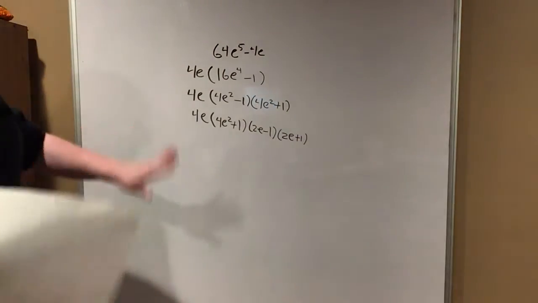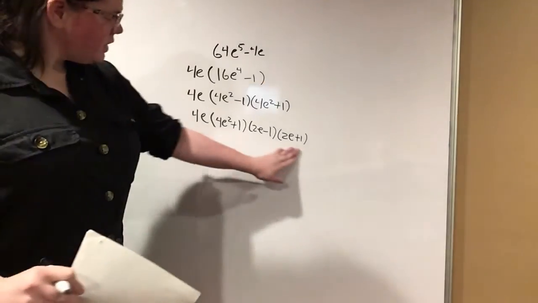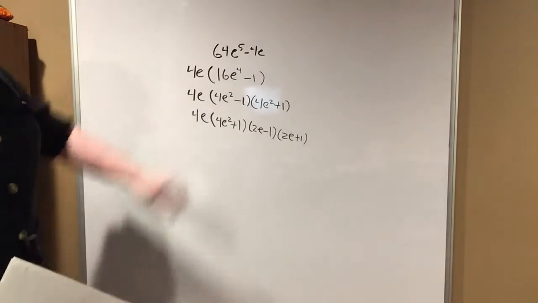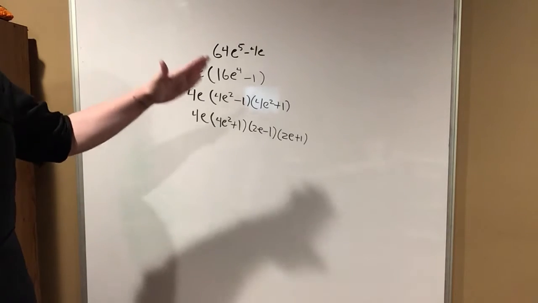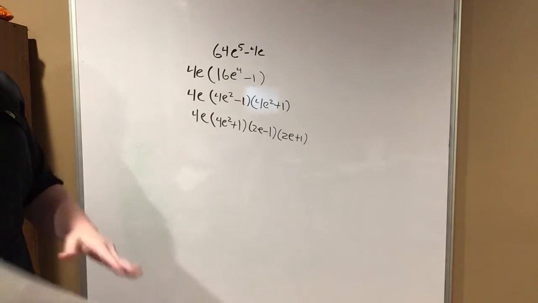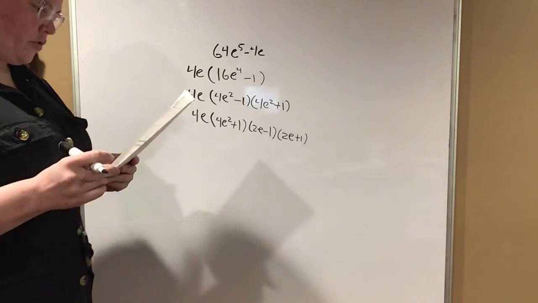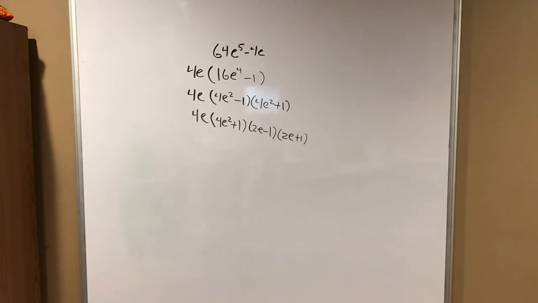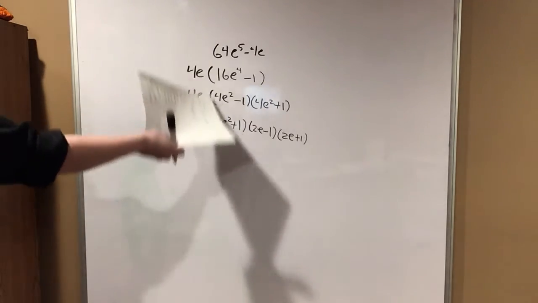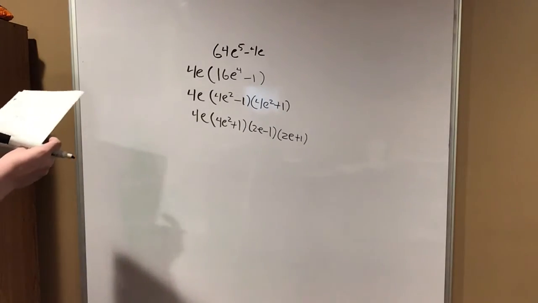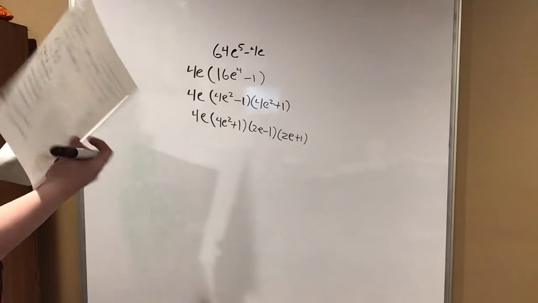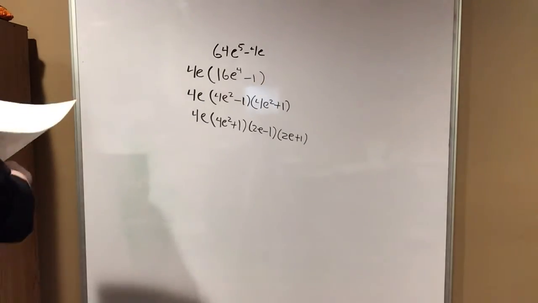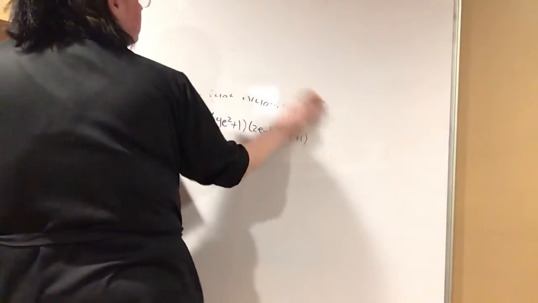Now I can't go any further. This is factored completely. This is factoring completely. We're just taking it as far as we can until we can't go any further. And it's really not any more difficult than what we were just doing. It's just a lot more steps. Like this one, we just kind of had to keep going until we couldn't anymore. So, let's do another one really quick before we move on to the last point today.